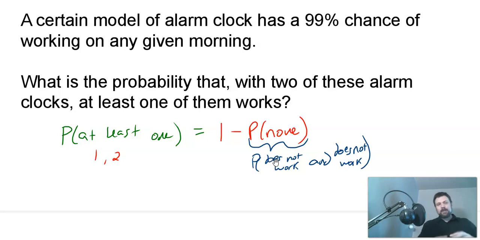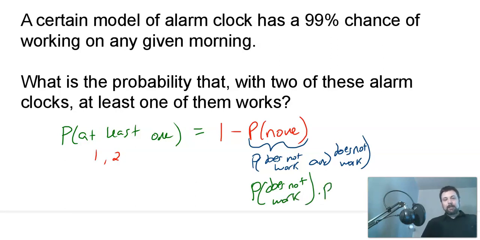It's not really a sequence of events because we assume the alarm clocks are supposed to work at the same time, but you can kind of think of it as a sequence. It's alarm clock A fails and then alarm clock B also fails, right? It's a multiplication rule. So it's the probability that the first alarm clock does not work times the probability that the second alarm clock does not work.